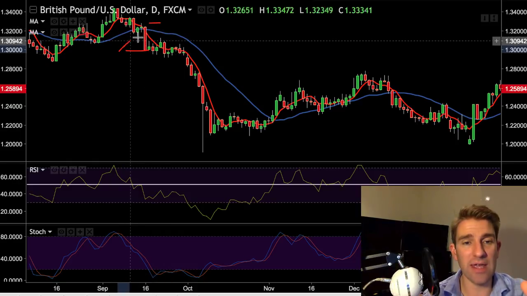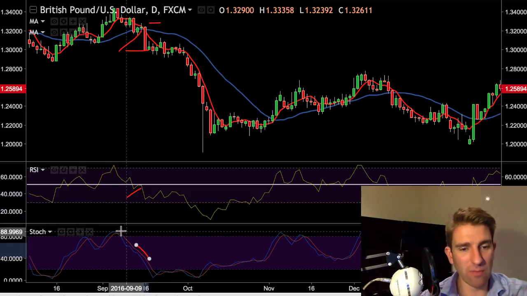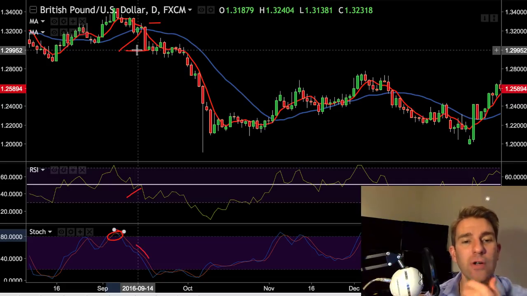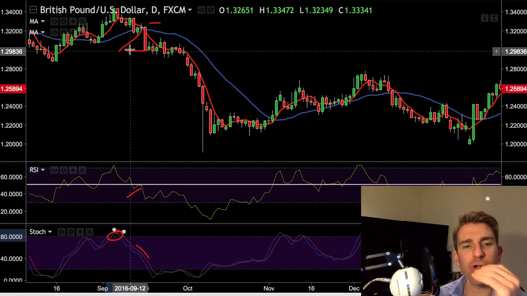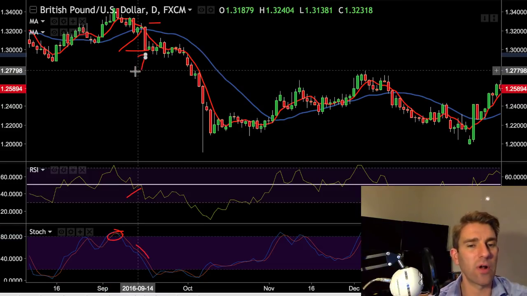We have the cross here. We have below 50 just about here. Yep, we have the stochastics rolling down from the overbought condition here. Check, check, check. We're in. We're going short. Now, I'm not sure if the criteria would be better to sell on the break of that low or to sell on the close.